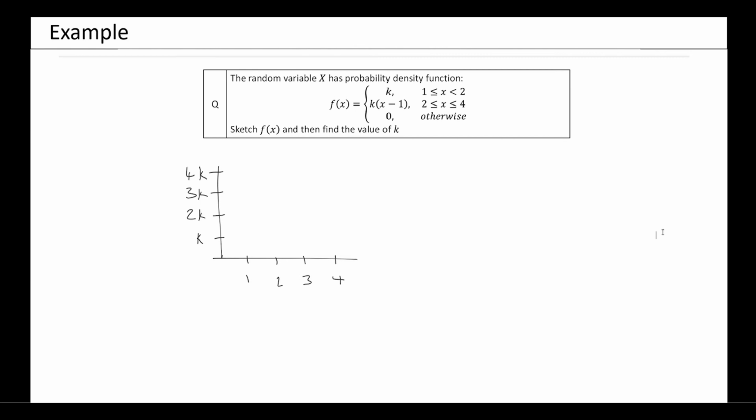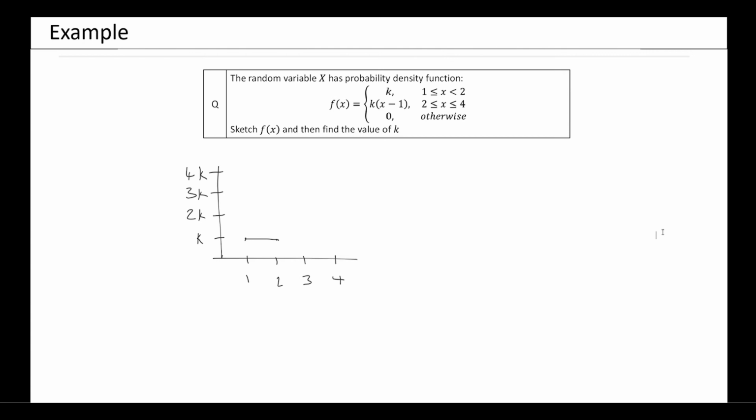So I can label the axes. I definitely have k. Am I going to have 2k, 3k, 4k? So for the value of 1, the function leads to an answer of k. For the value of 2, it also leads to an answer of k. Looking at the function itself, it is going to be a horizontal line of height k. So that's in between 1 and 2.